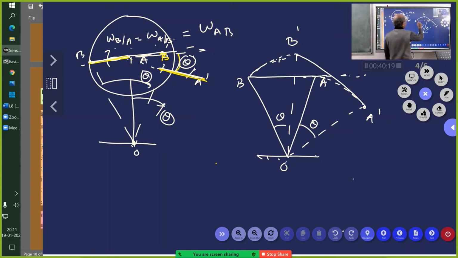Understood? All of you pay attention. Pure rotation. So B has moved from here to B dash. A has moved from here to A dash because it is pure rotation. And as you know, this angle theta will be same. There is no doubt about this. That is, omega of B with respect to O must be equal to omega of A with respect to O. No doubt about this. Now the question is omega AB.